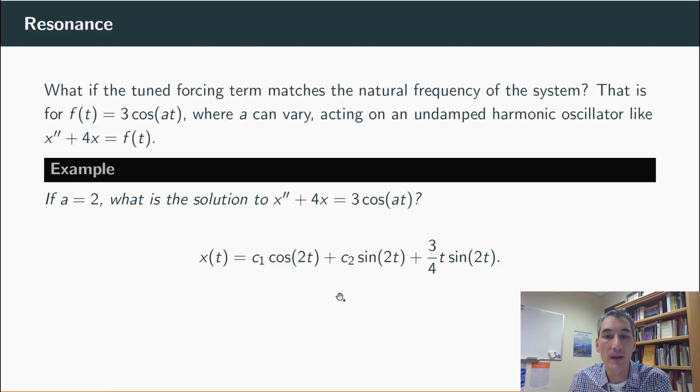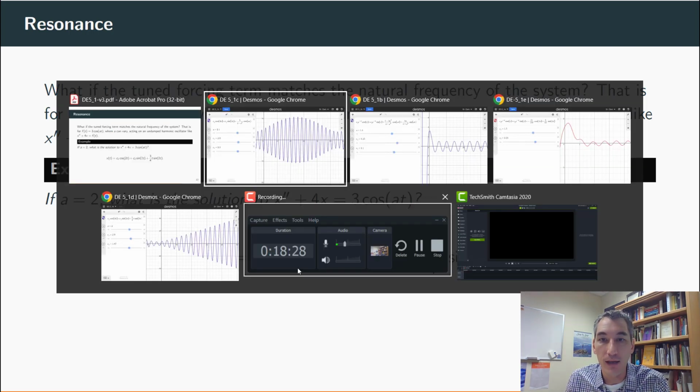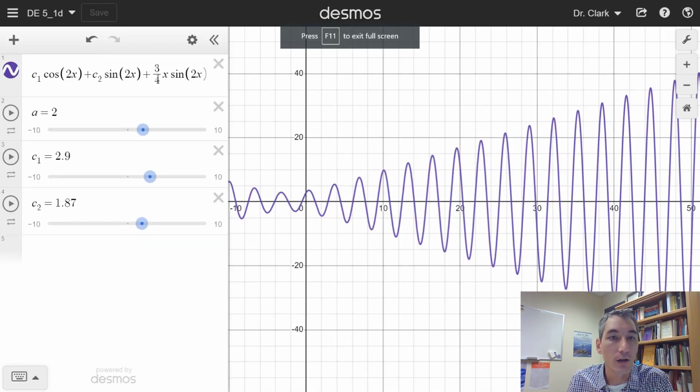If you do the math and you solve that, what's going to happen for a 3 cosine of 2t, you can guess the particular solution as a t cosine plus a t sine, and it ends up being this is your particular solution, 3/4 t sine of 2t. That's what you get in your particular solution. And if we graph that one, that's right here. Here's that 3/4 x sine of 2x.